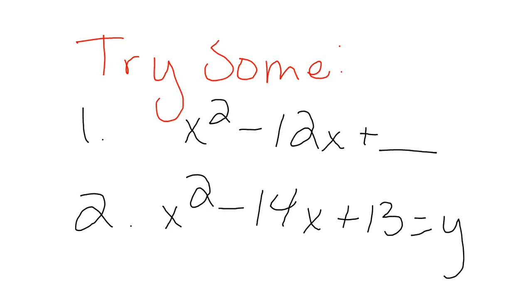It is now your turn to try some. The first one, I just want you to find what c is and write it in factored form. And that's x squared minus 12x plus c. The second one, I want you to complete the square and then solve. X squared minus 14x plus 13 equals y.